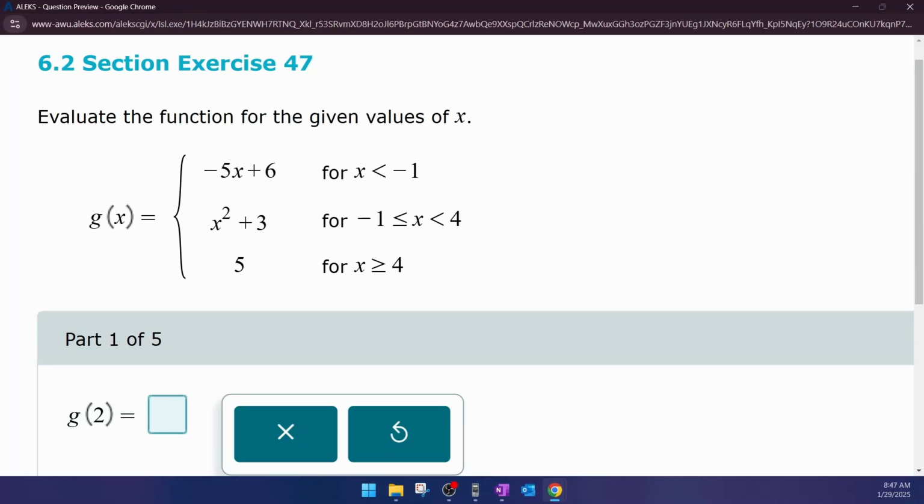All right, here we go. Question number 12, version 1 from our college algebra homework number 1 in ALEKS. We have a piecewise function they want us to evaluate.